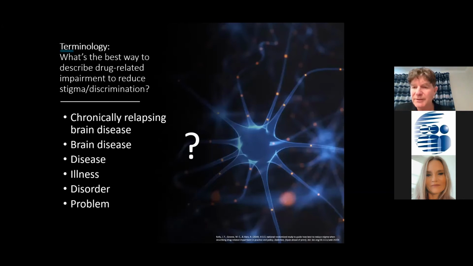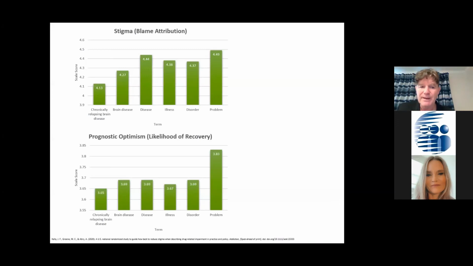And then the study participants were asked to rate the person on the likelihood that they could get well, that they were to blame, whether they should be socially excluded or included, and were they dangerous. And what we found was very similar to what was found in those studies of mental health.